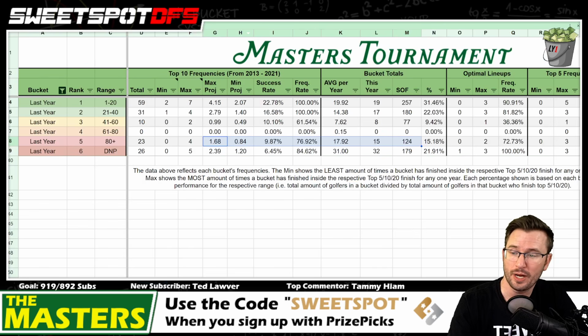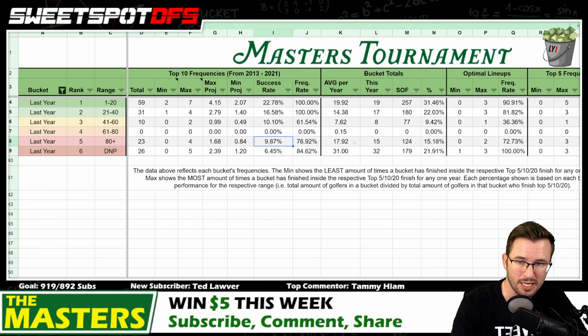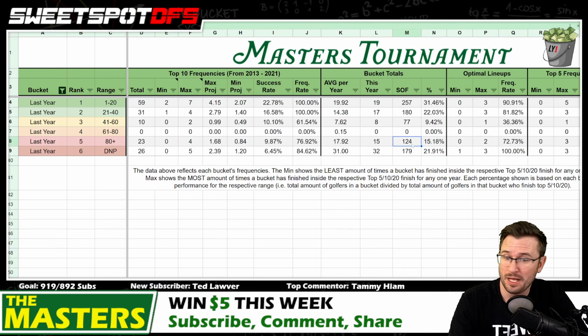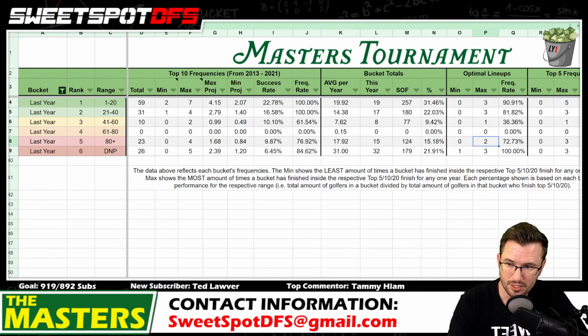Very notable name right away. So again, this is a 0 to 2 bucket. We don't see a large success out of this bucket, and on average, we see 18. This year, we only have 15. A good chunk of strength of field points go towards it, but the optimal lineup has never had more than 2 golfers from this bucket inside it.